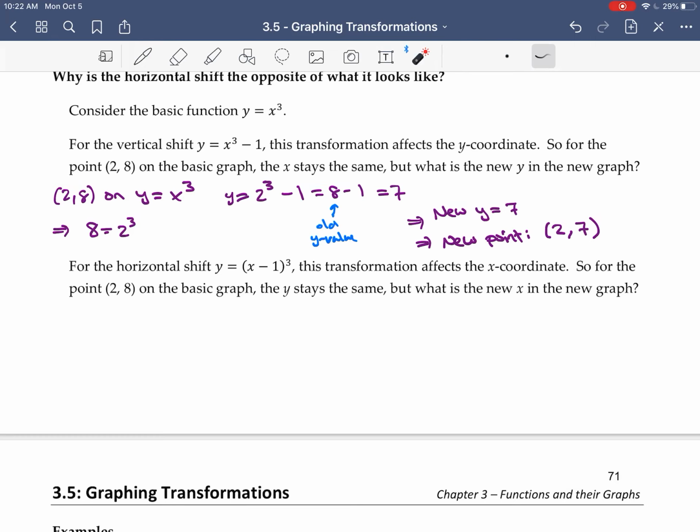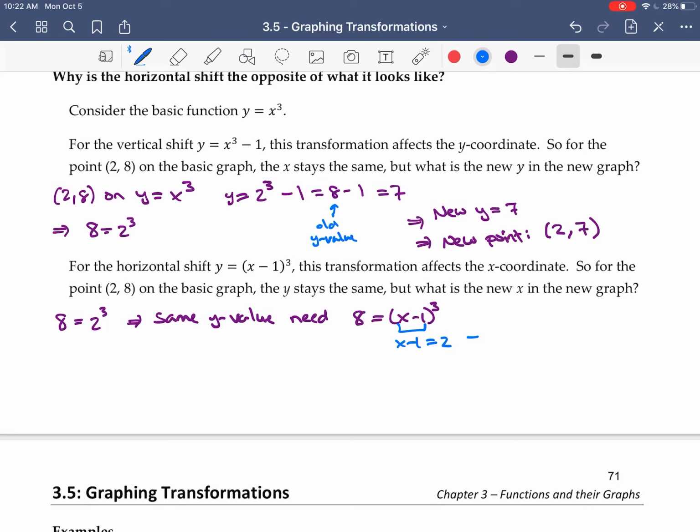Now for the horizontal shift, I've written the x minus 1 inside the cube. Because it's with the x, we know it affects the x coordinate. So (2, 8) is on the original, which means 8 is equal to 2 cubed. If I want the same y value, then we need 8 to be equal to (x minus 1) cubed. So we need this part to equal 2, which means x is going to be 3 here.